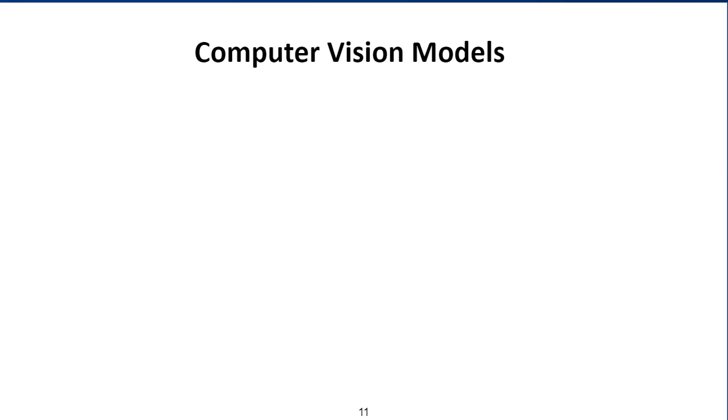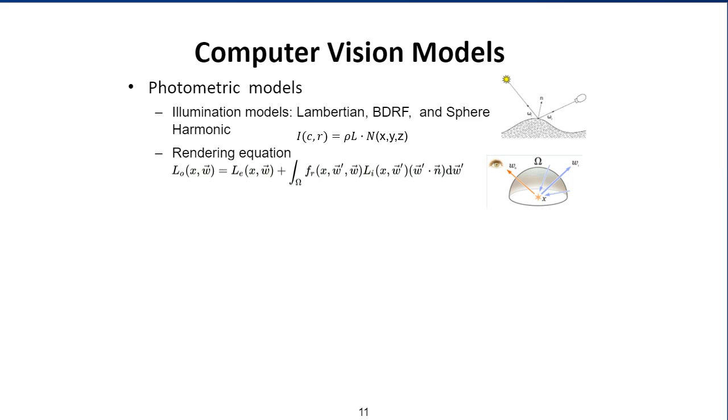Over the years, many computer vision models and theories have been developed. For example, we have the photometric models. The photometric models basically relate the 3D appearance of objects to their 2D image appearance. And within the photometric models, we have the illumination model. The illumination model relates the illumination, object shape, and the image intensity.